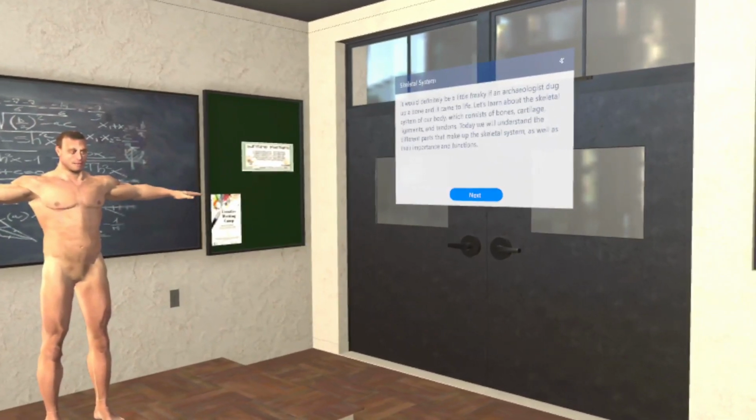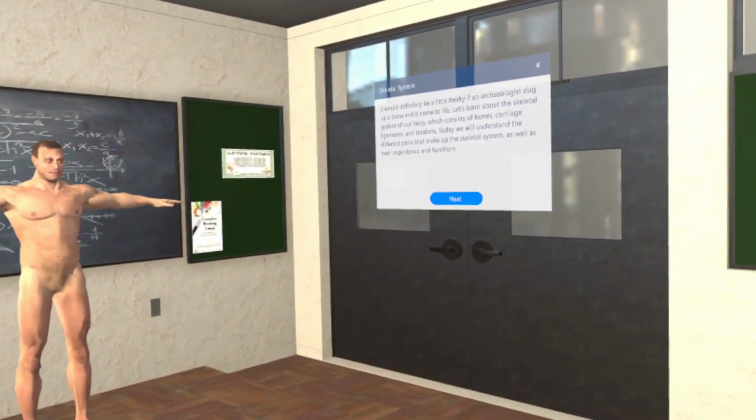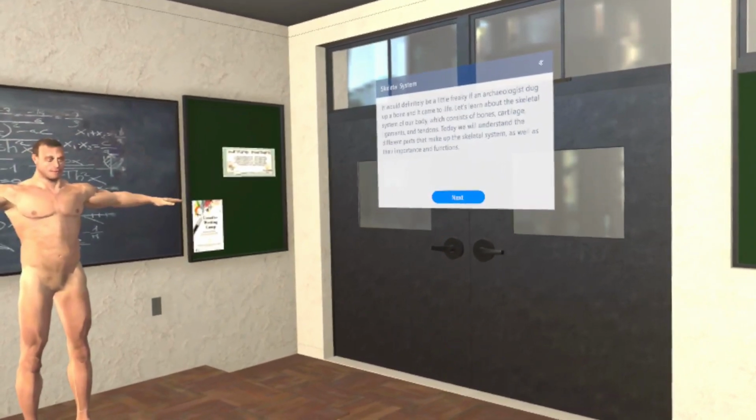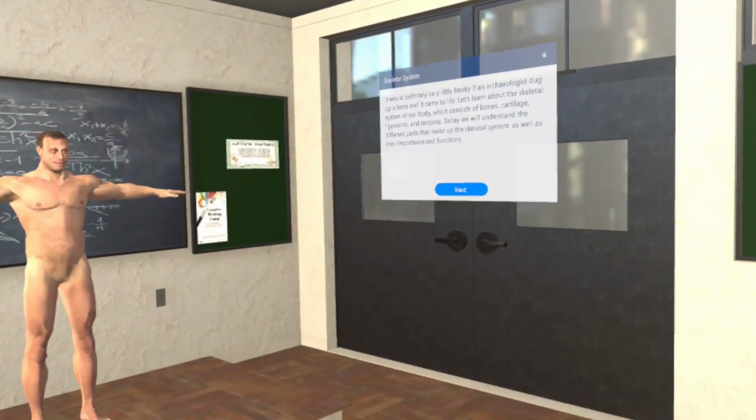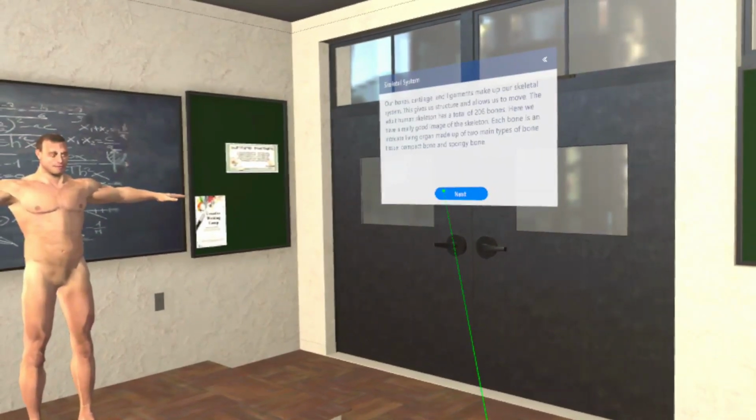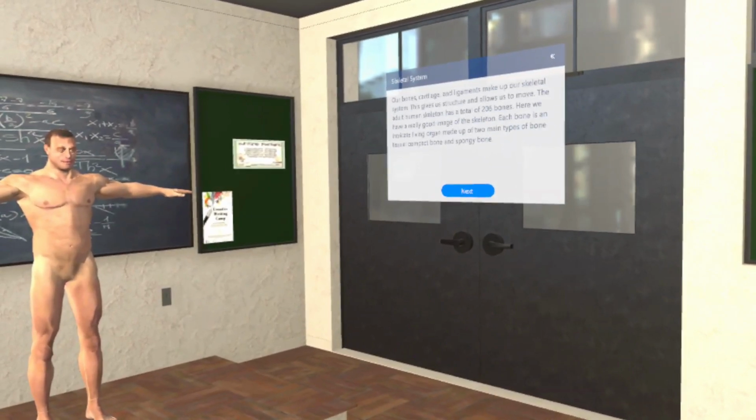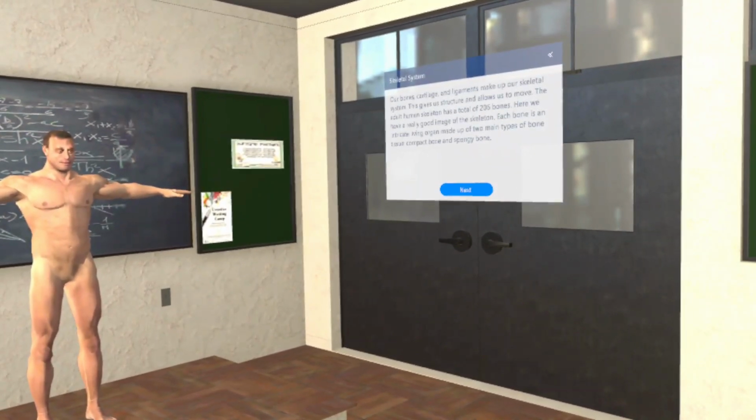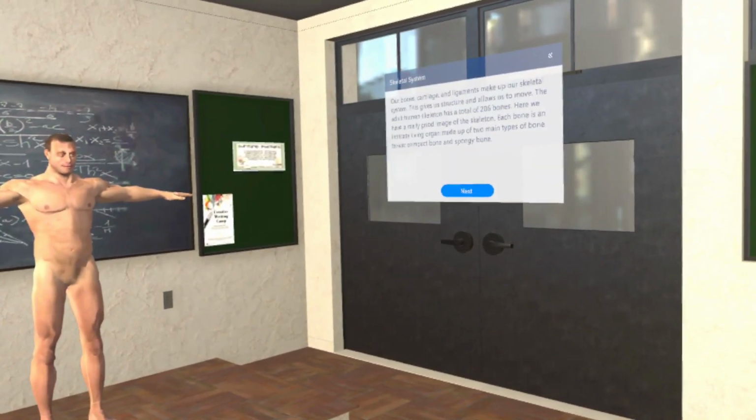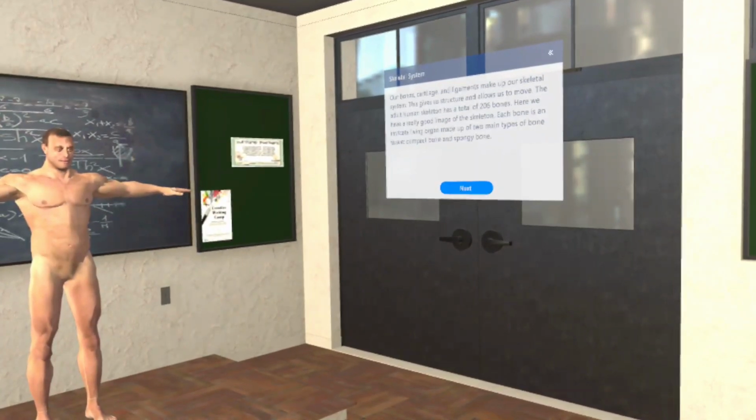Let's learn about the skeletal system of our body, which consists of bones, cartilage, ligaments, and tendons. Today we will understand the different parts that make up the skeletal system, as well as their importance and functions. Our bones, cartilage, and ligaments make up our skeletal system. This gives us structure and allows us to move. The adult human skeleton has a total of 206 bones. Here we have a really good image of the skeleton.